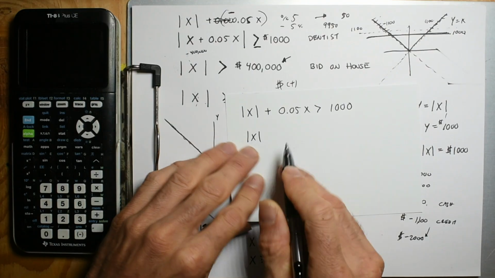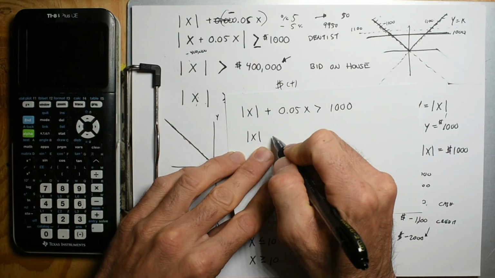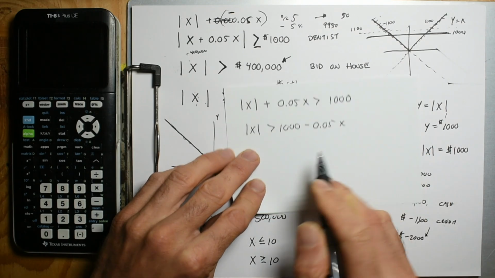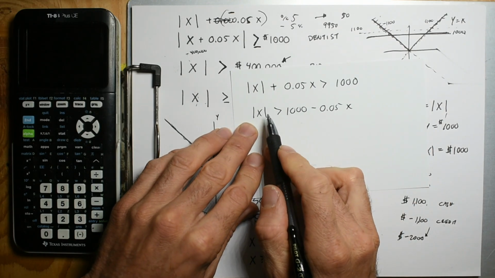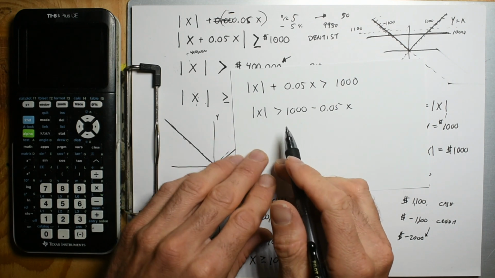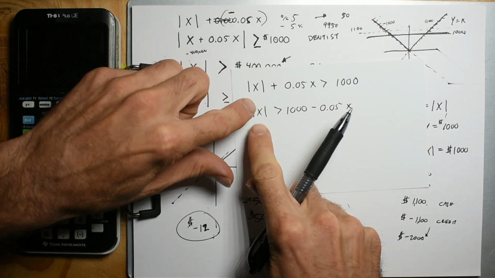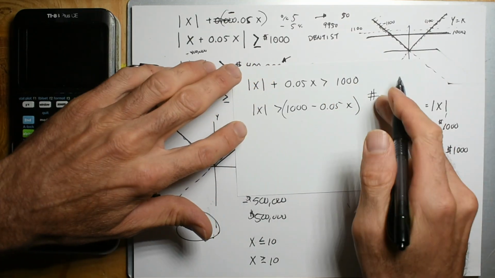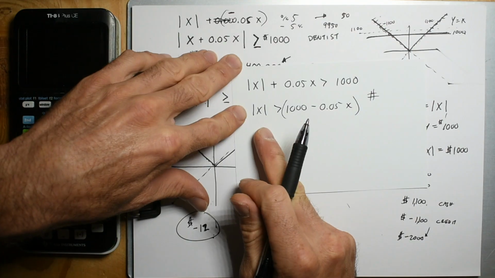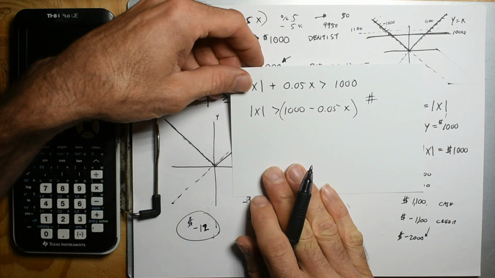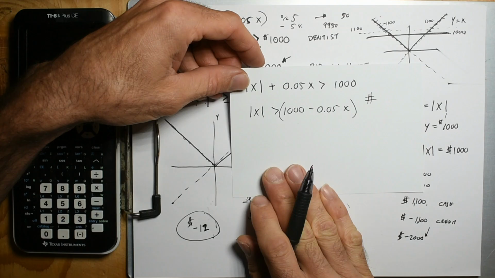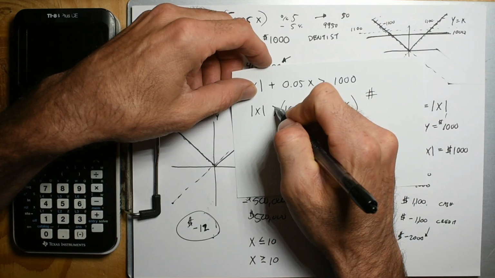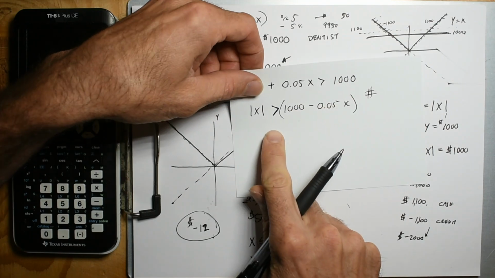So I'm going to get the absolute value there. I'm going to get that to the other side. So I have 1,000 minus 0.05x. This absolute value means that this could be a negative, you know what I mean? So whatever this value is, I could have that value over here be a negative. Yeah, that's what tripped me out.